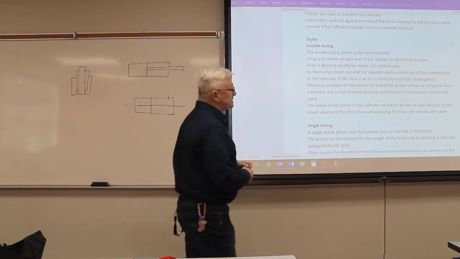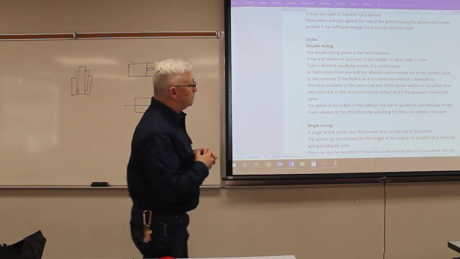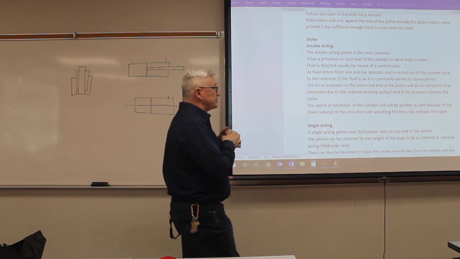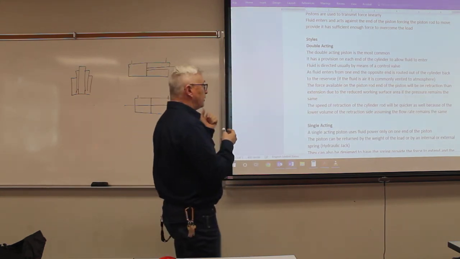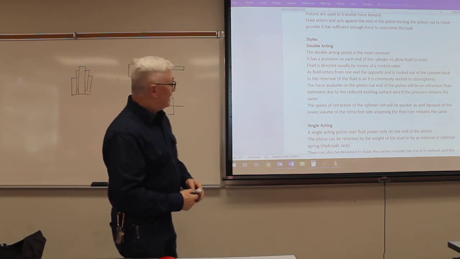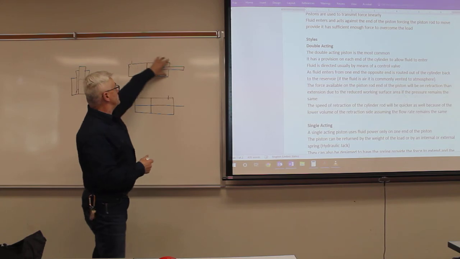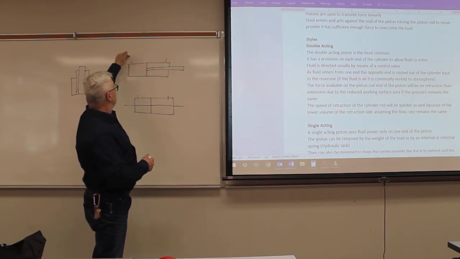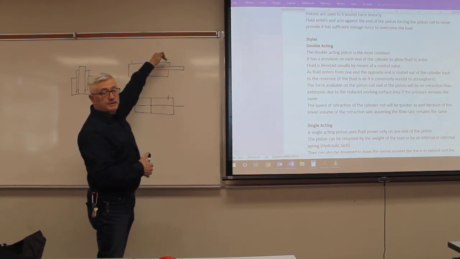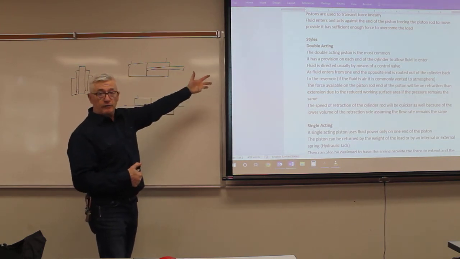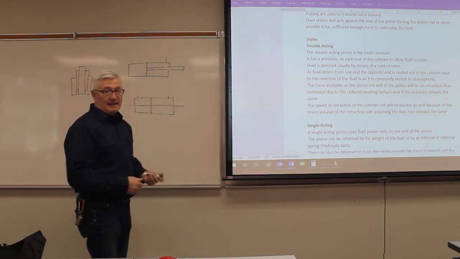Force available on the piston rod at the end of the piston will be less on the retraction than it is on extension due to the reduced working surface. Just talked about that, and we talked about speed. The symbol is this, all right. And this is your basic symbol, so this is the outside of your cylinder. We have wherever the oil goes in is my inputs, and then where the location of the rod is. So you can kind of figure it out from looking at the schematic what exactly it is.